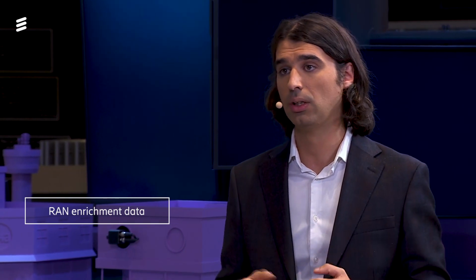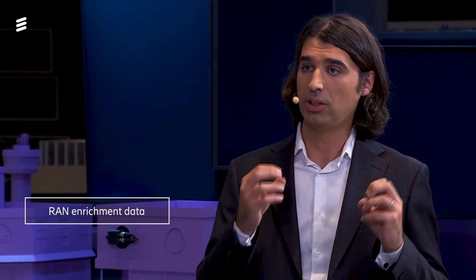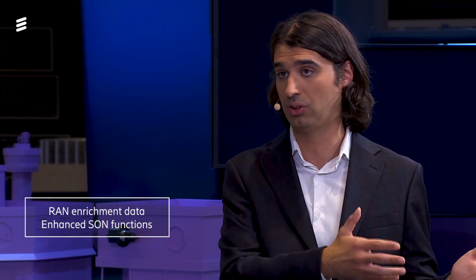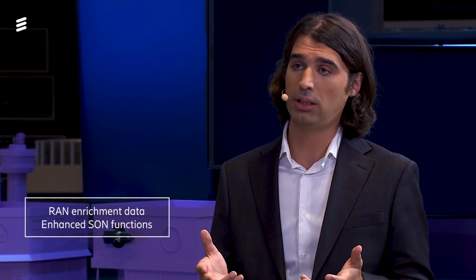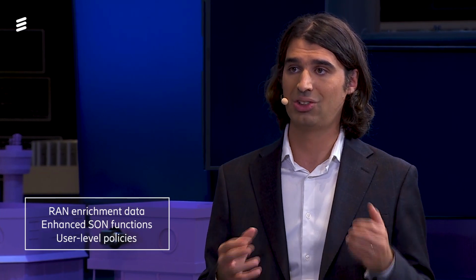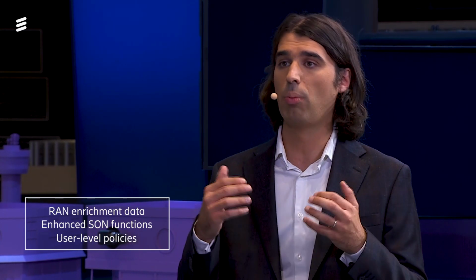For example, the weather conditions that we discussed at the beginning. The second type is enhanced self-organizing network functions. Using fast closed-loop automation, the non-real-time RIC enables new use cases that are related to SON functionalities, such as the joint orchestration of RAN, transport, and core for end-to-end service quality assurance, that as we discussed at the beginning. The third category of use cases is user-level policies, where the non-real-time RIC can set policies per users or per user group.